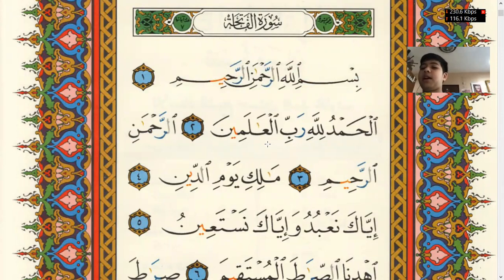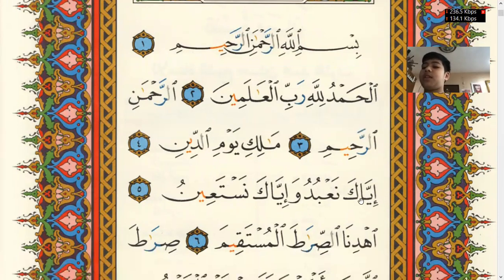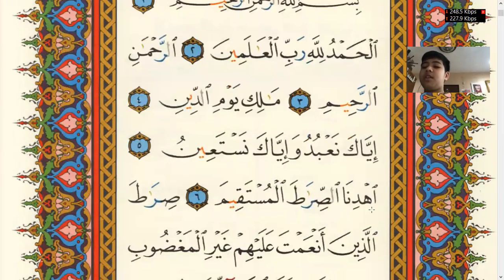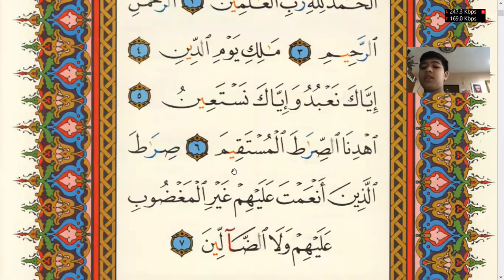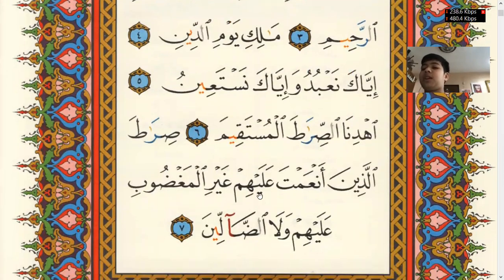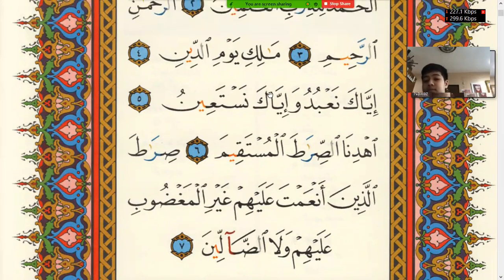Alhamdulillahi rabbil alameen. Ar-Rahmanir-Rahim. Maliki yawmiddin. Iyaka na'budu wa iyaka nasta'in. Ihdina sirata mustaqim. Sirata al-lazina an'amta alayhim ghayril maghdubi alayhim waladdallin. Amin. Good. Sadaqallahu al-azim.